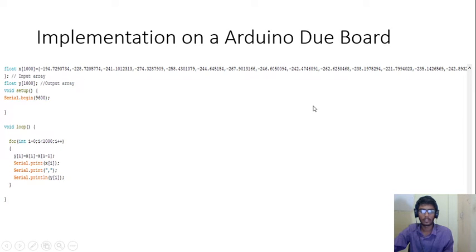Again, we'll implement this as well on the Arduino Due board. So here also the sample size is 1000. We set the baud rate here and we do the implementation over here. You can see this is a pretty simple implementation. It is clear from the time domain equation that y of i is x of i minus x of i minus 1.